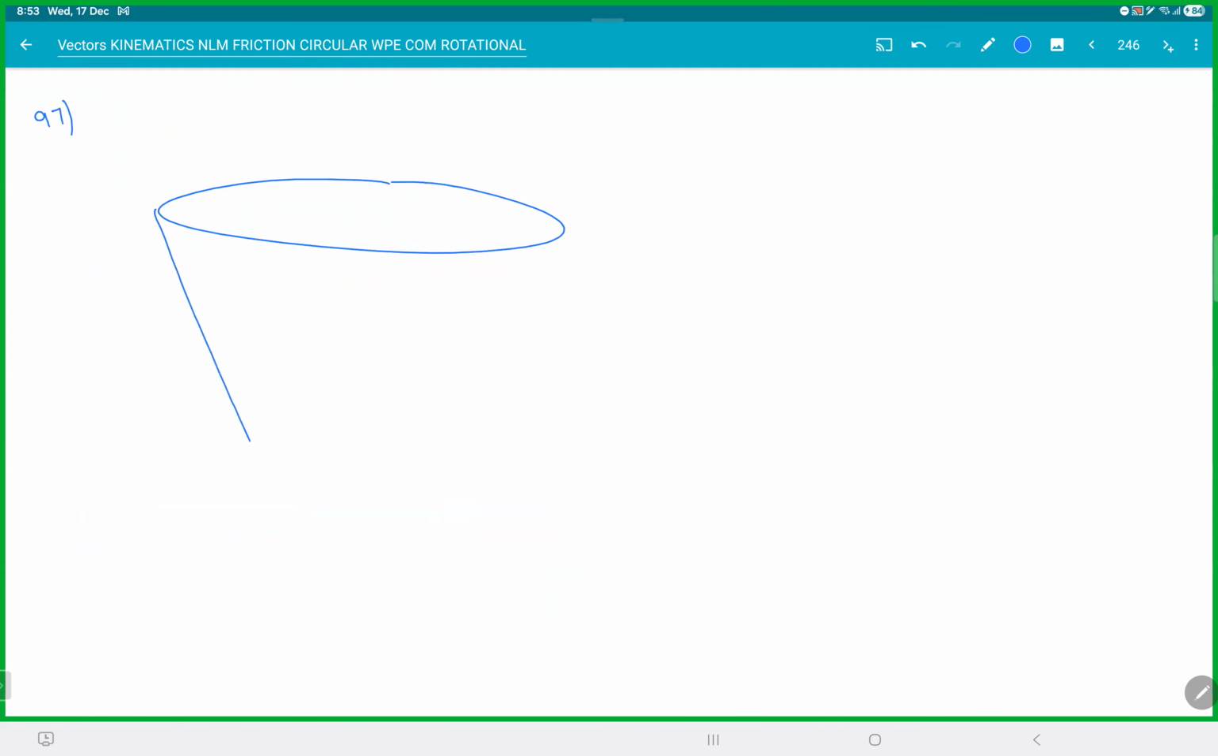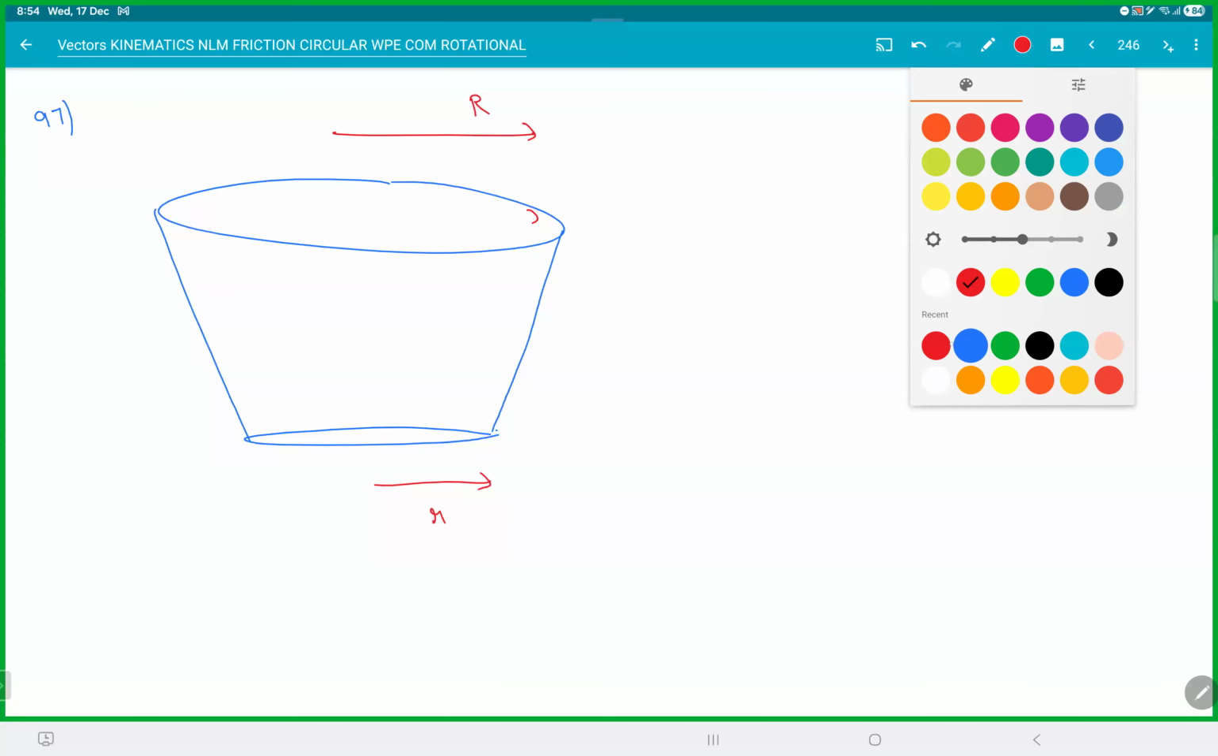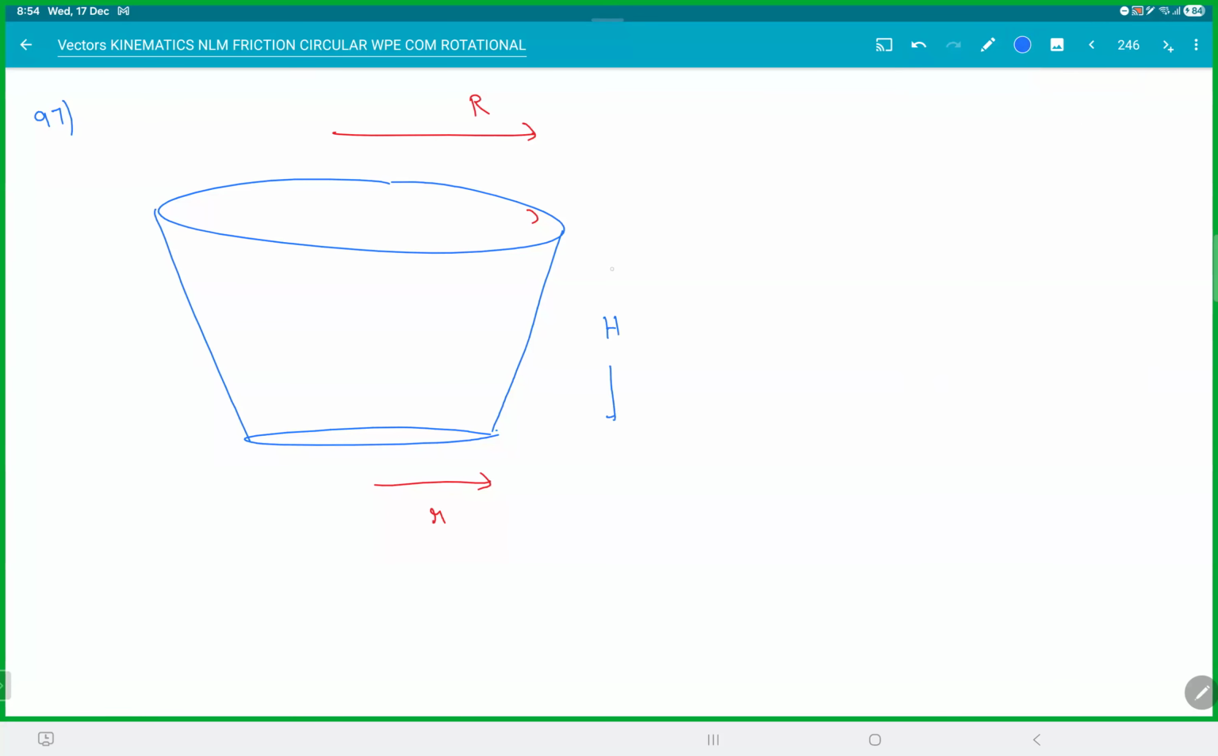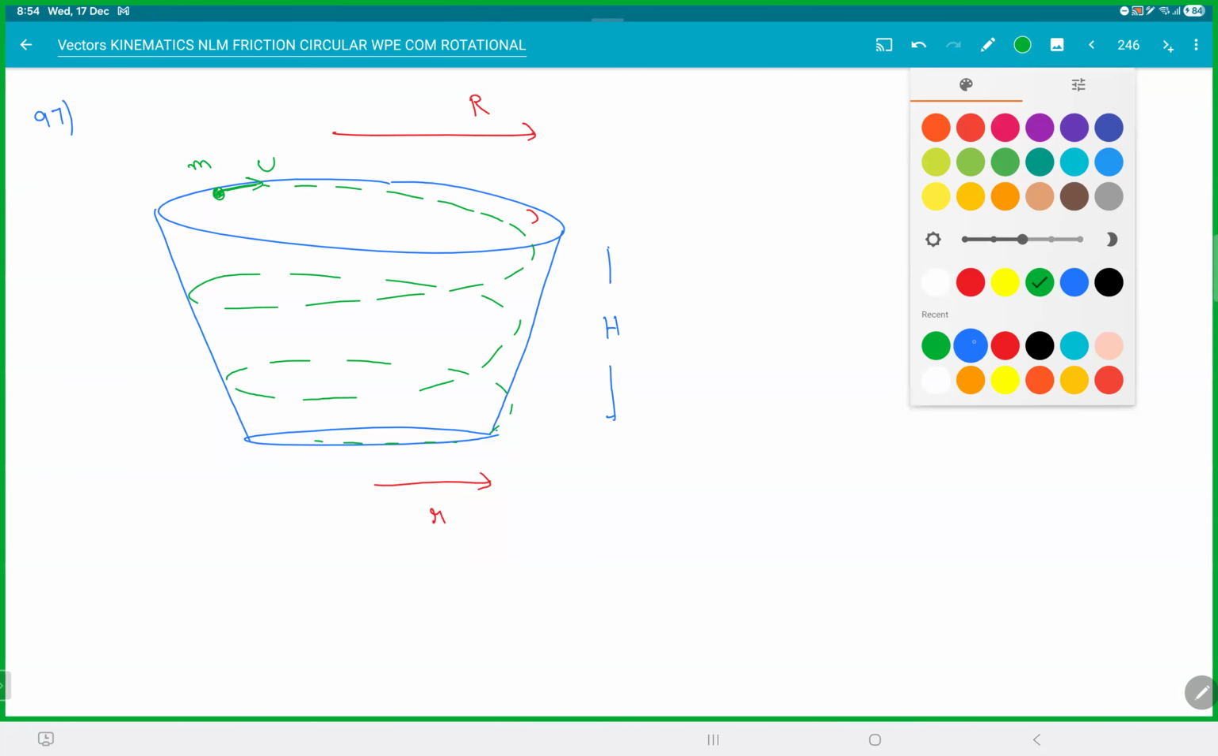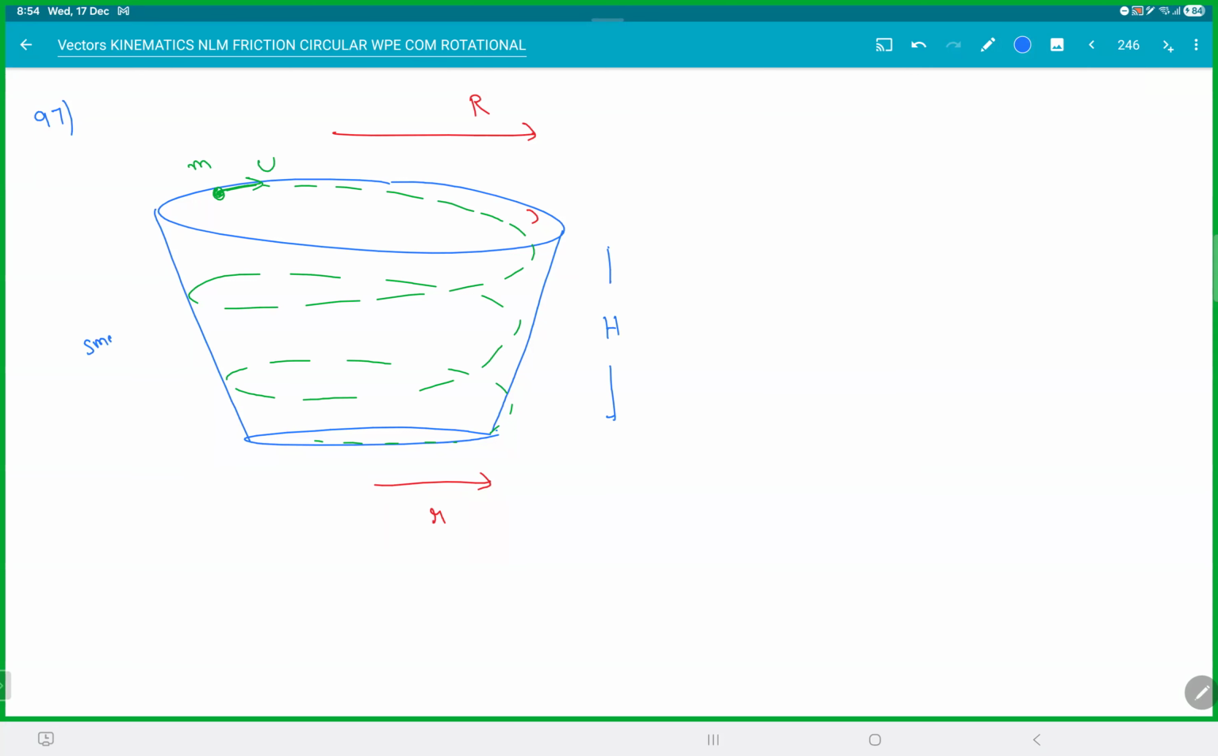We have a cone like this. The lower radius is smaller. The upper radius is capital R. The height is h. You took a ball of mass m and you projected it here with speed u. And then what happened? This thing started going down because of gravity. And interestingly, it didn't come out from the lower surface. Find u minimum so the ball does not come out from the lower surface.